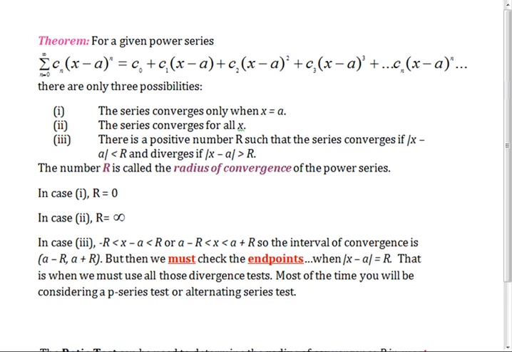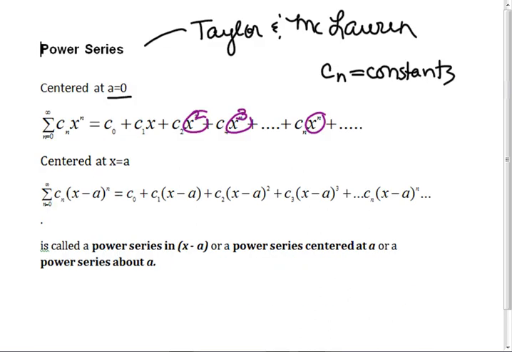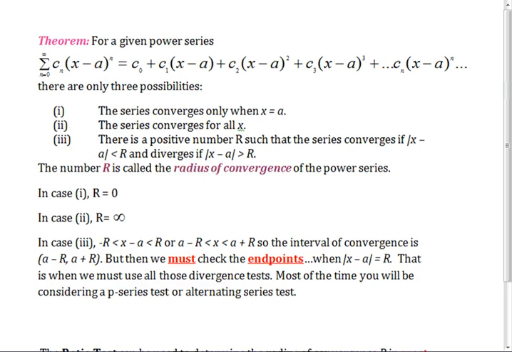Okay, there are 3 things that can happen with our power series. Well, I'll save this. I wouldn't take notes on that particularly. But when we get to some problems, yes. There are 3 things that can happen. This series will converge only when x equals a. If x is equal to a, what is this going to be? That's going to be 0. If you add up 0 an infinite number of times, you get 0. That converges.